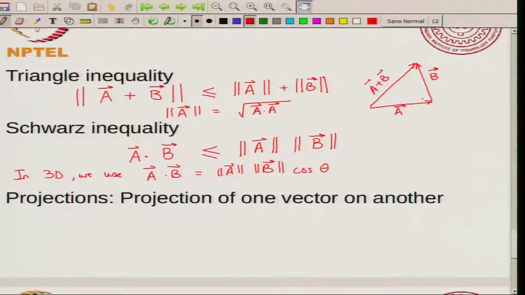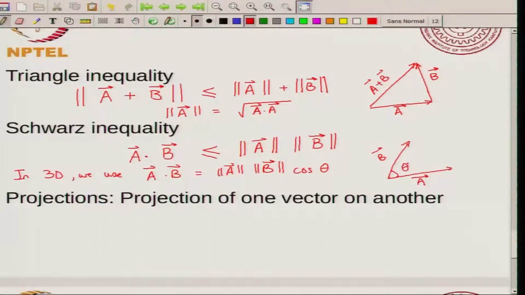Okay, so, you have A and B. If this is this angle theta, then you are used to thinking of this dot product in this way. Okay, and I should rather show it slightly differently. What I will do is I will show A and I will show B, and this is theta.